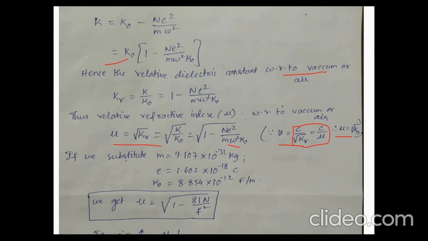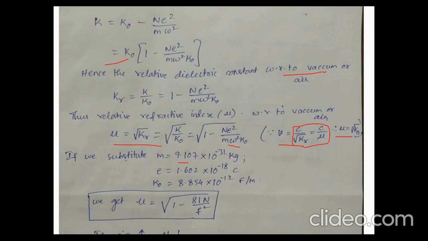As we discussed in the previous sessions, if you substitute all these constant values, you will get another formula, where m is 9.107 into 10 power minus 31 kg, e is 1.602 into 10 power minus 19 coulombs, and K naught equals 8.854 into 10 power minus 12 farad per meter. We get mu equal to the square root of 1 minus 81 n by f square, where n is the number of electrons per cubic meter and f is frequency.